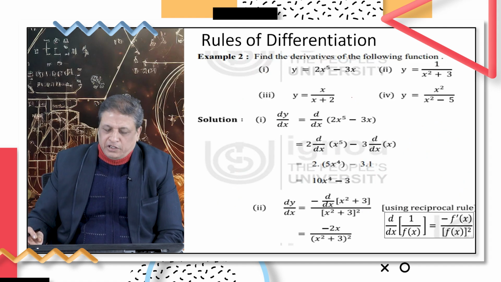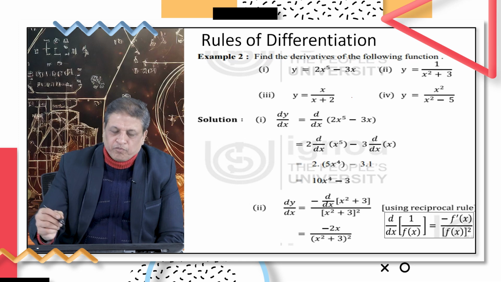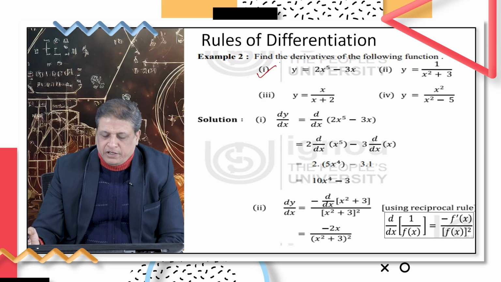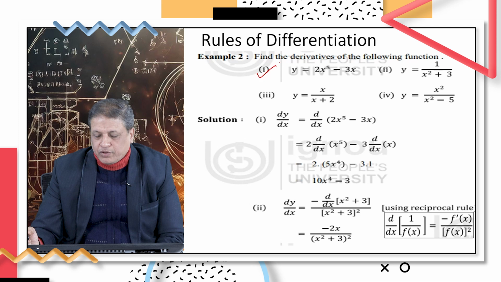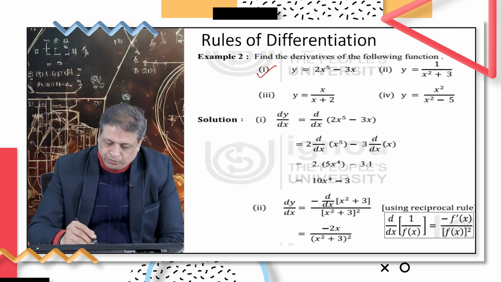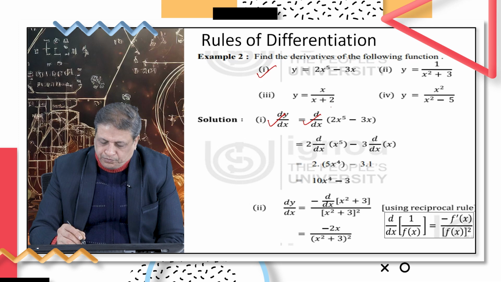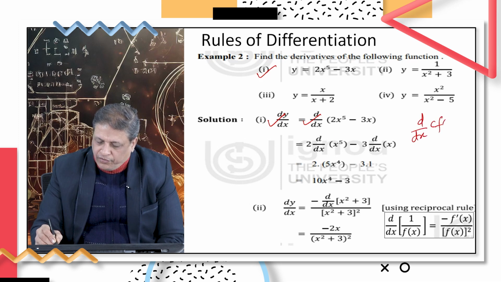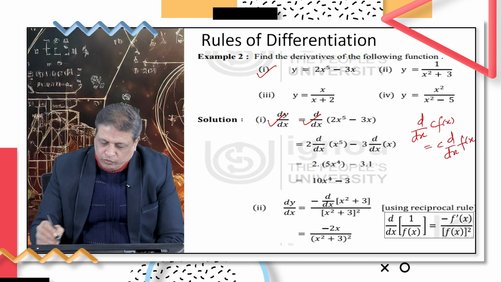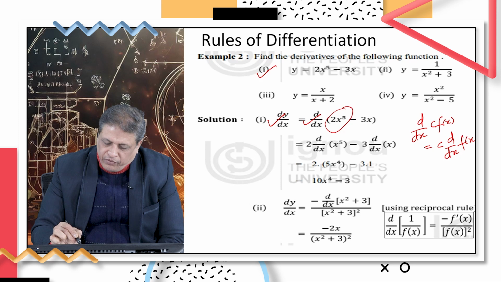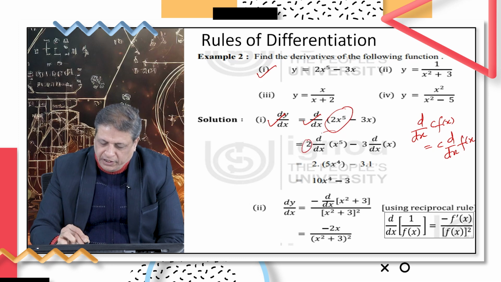Now let's apply these rules to solve some of the numericals. Now the first question: we are supposed to find the derivatives of the following function. y is equal to 2 into x to the power 5 minus 3x. So dy by dx will be d/dx of 2 into x to the power 5 minus 3x. So applying the formula d/dx of constant into f(x) is equal to constant times d/dx of f(x).